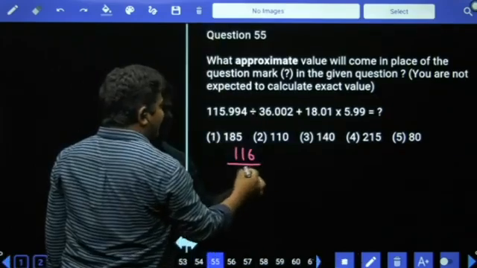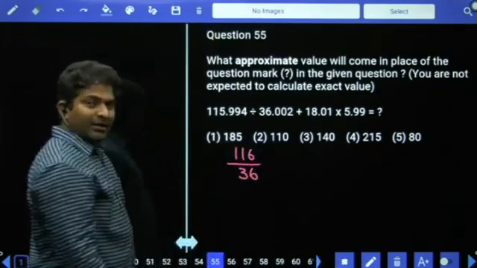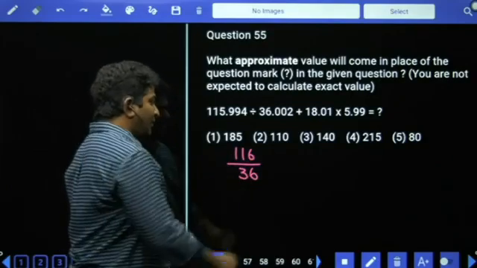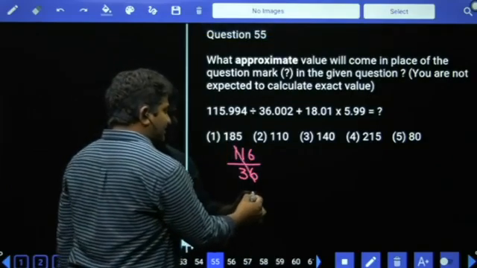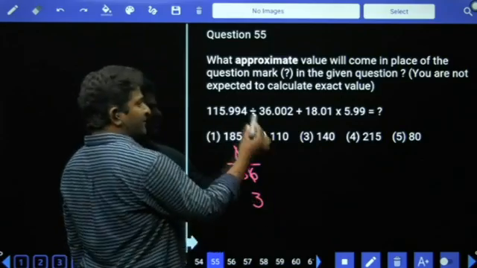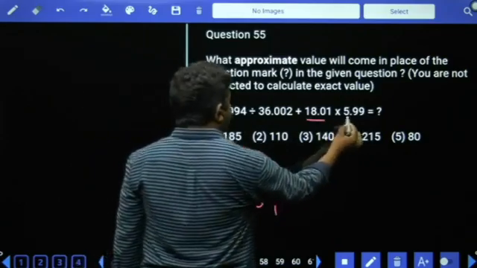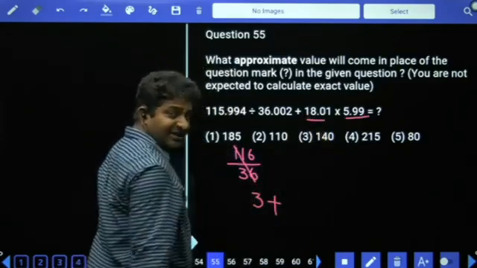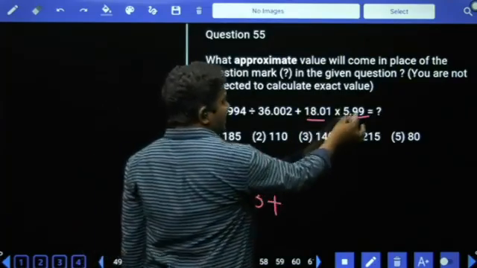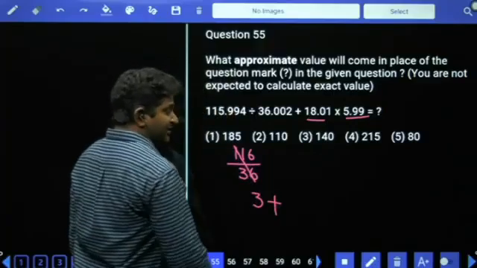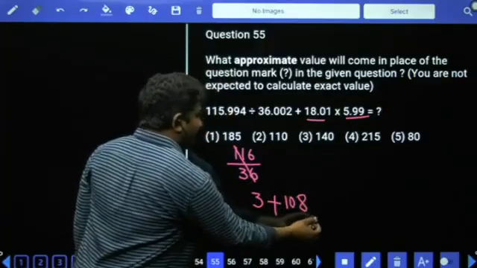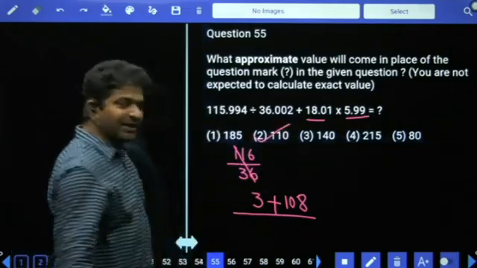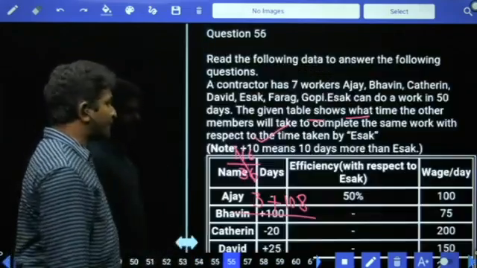116 divided by 36. 36 3 times is 108. You have more than 108. So approximately treat it as 3 times here plus 18 into 6. 10 into 6 60. 8 into 6 48. 60 48 108. 108 plus 3, that is triple one. Triple one in the sense answer approximate to second option.